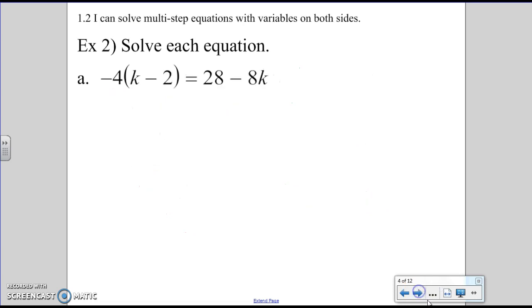Let's move on. One more example here. Example 2, part A. Same idea, but we need to get rid of our parentheses first. So we're going to distribute to our parentheses. So negative 4 times k is negative 4k. And negative 4 times negative 2 is positive 8. On the right side, we don't have any parentheses, so we don't have to worry about it at all.